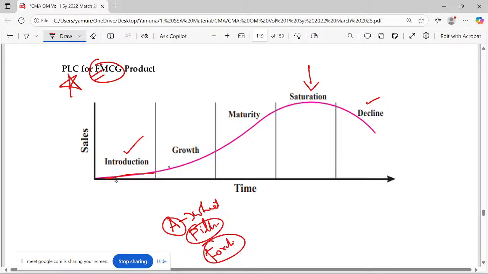See, in the introduction stage, in case in future ITC is not going to bring the Ashirwad atta, what do I have to do? I'll be shifting either to Pillsbury or Fortune. Definitely I have to switch to the next option. But it will be a very slow growth, right?